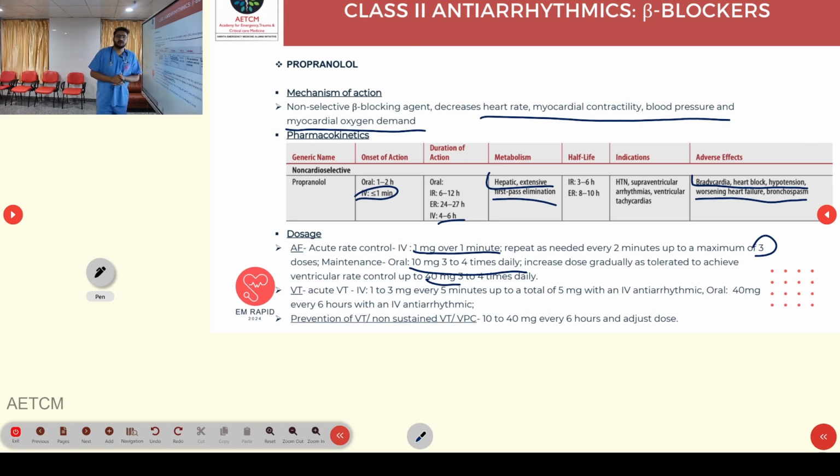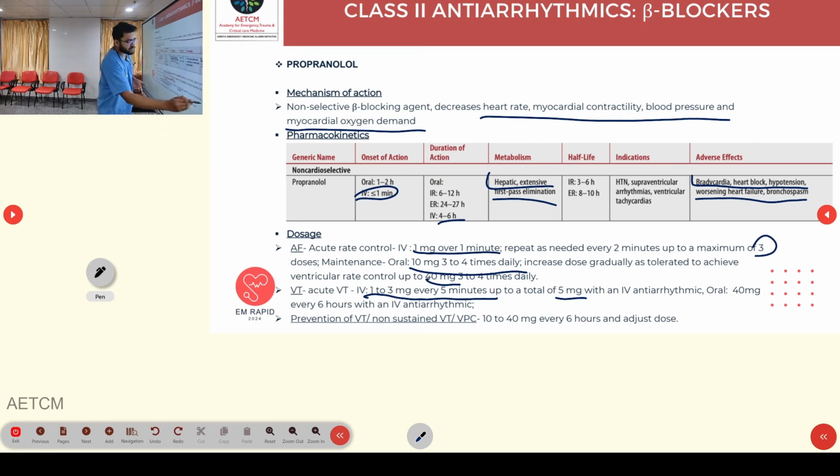And for acute VT, we can give similar dosing, 1 to 3 mg every 5 minutes, up to a maximum total of 5 mg in VT. We also have to give this with an oral anti-arrhythmic agent, because this is mainly rate control which is being done by these agents. So the anti-arrhythmic agent also has to be added.